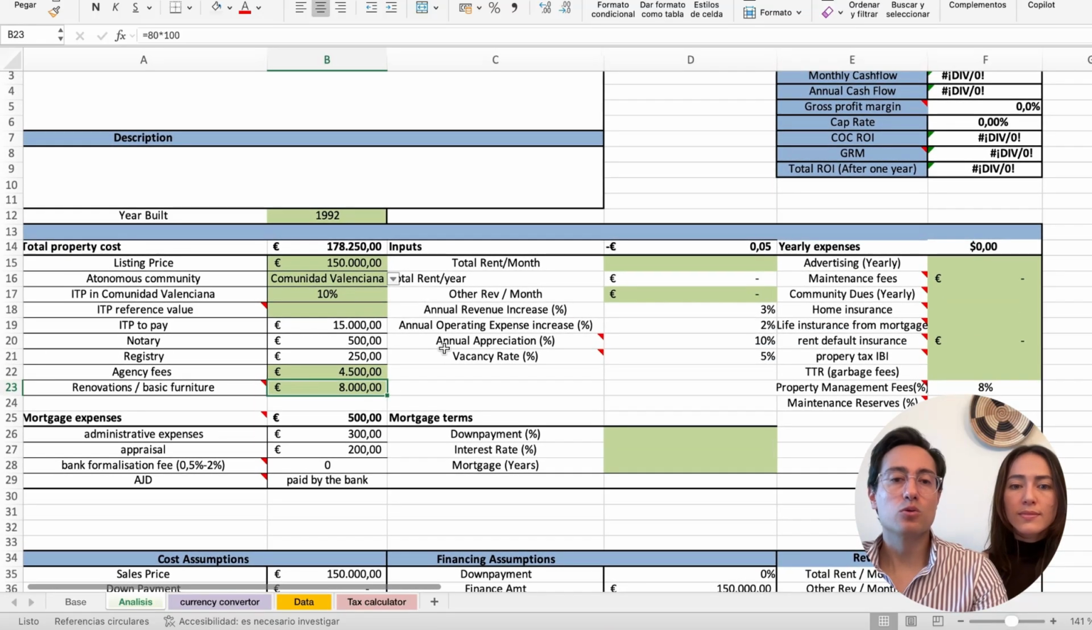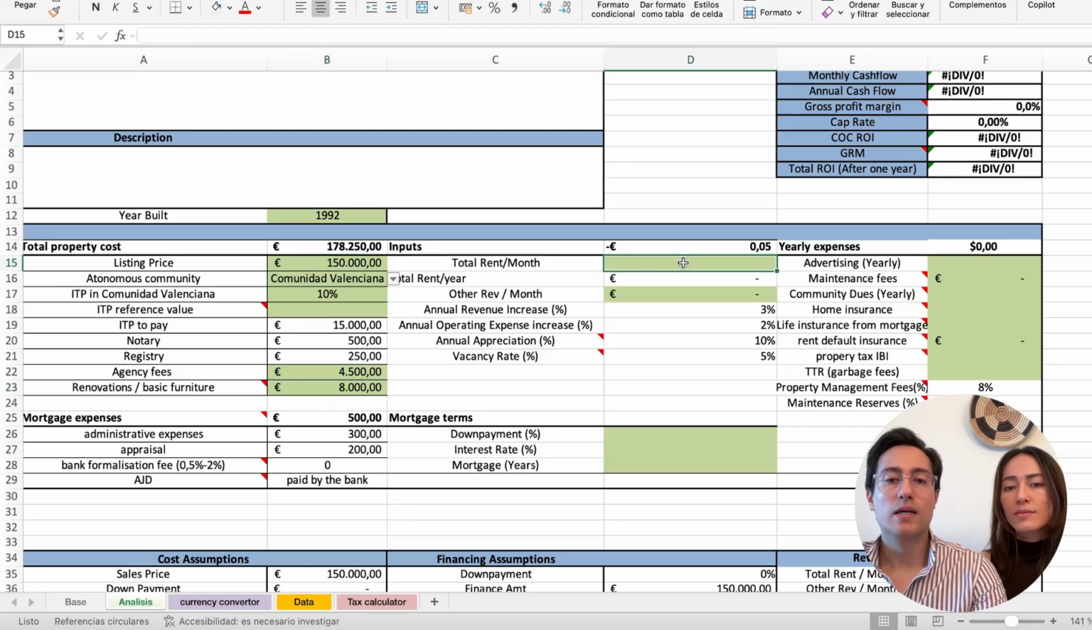So let's look into some of the numbers that we found in Fotocasa, in the main real estate platforms, of how much this could rent per month. We found that, being conservative, this could rent for 1,100 per month. This will be over 13,000 per year. And here you can even include other revenues.